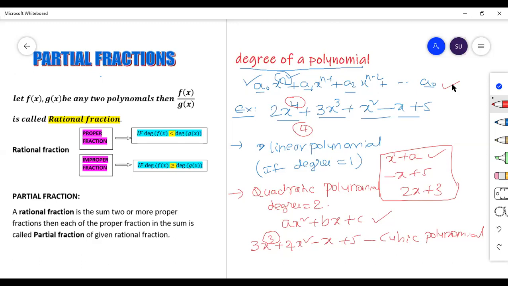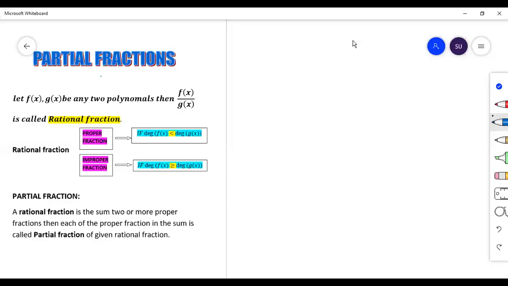Let us go to the definition of a rational fraction. Once you see this definition, friends: let f of x and g of x be any two polynomials, then f of x by g of x is called a rational fraction. So f of x is a polynomial, g of x is another polynomial. If you write it in the form f of x by g of x, that is called a rational fraction.